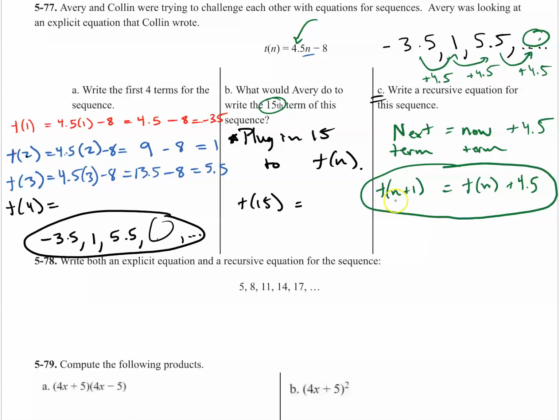And for example, if n equals 3, let's plug in 3. So this is t of 3 plus 1 equals t of 3 plus 4.5. Okay, so 3 plus 1 is 4. So this is basically saying the fourth term, t of 4, is equal to the third term plus 4.5. Which makes sense, right? To get to the fourth term, you take the third term and then you add 4.5 to it. So that's all it's saying. There's the answer, recursive.